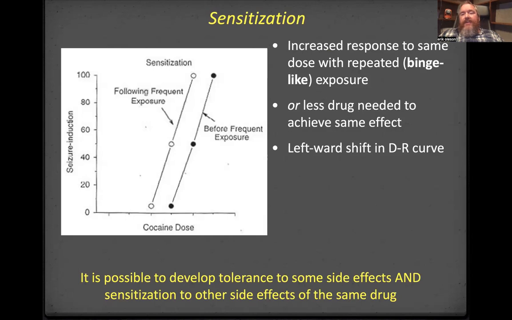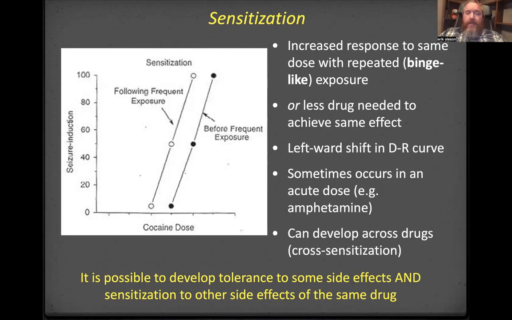Sensitization is an increased response to the same dose with repeated, intermittent exposure. And this is typically thought of as a leftward shift in the dose response curve. This is commonly associated with intermittent use of stimulants. So cocaine or amphetamine might hit you harder if you take like a month off between your binges, for example. And it can also develop across drugs. You can see this jump between amphetamine and methamphetamine and cocaine, for example. And it's also important to know that you can develop sensitization to some effects and tolerance to others.